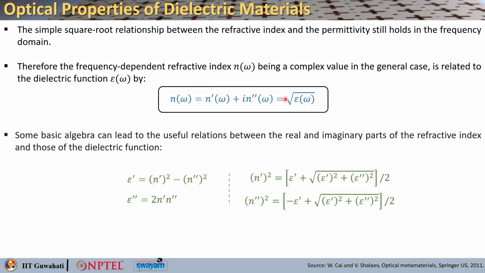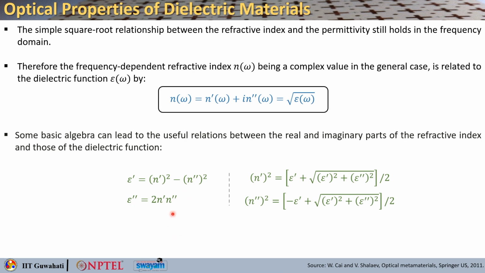Now, the simple square root relationship between the refractive index and permittivity. Okay. So, if you do some basic algebra, you can correlate this equation. Okay, and you can find out how this real and the imaginary part will be correlated to the permittivity, right. So, some basic algebra can lead you to some useful relationships where you can write down the real and the imaginary part of the permittivity in terms of the real and the imaginary part of the refractive index. Like epsilon prime can be written as n prime square minus n double prime whole square, and epsilon double prime can be written as 2 n prime n double prime.